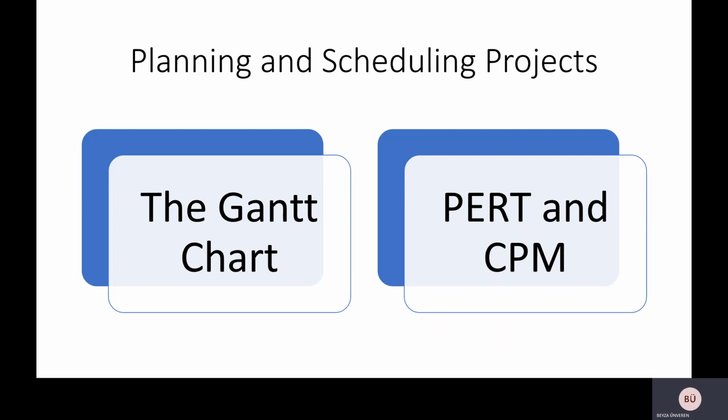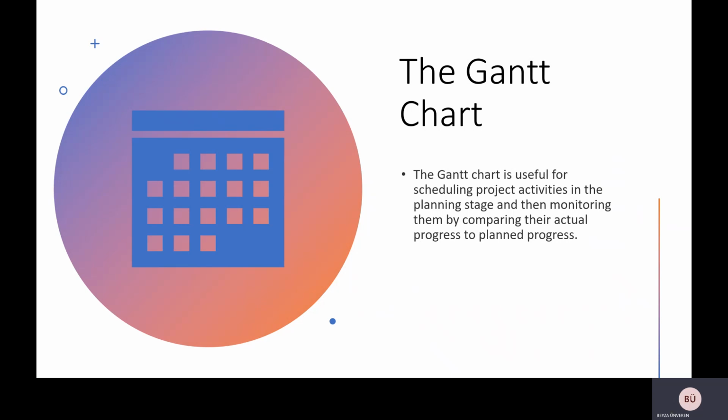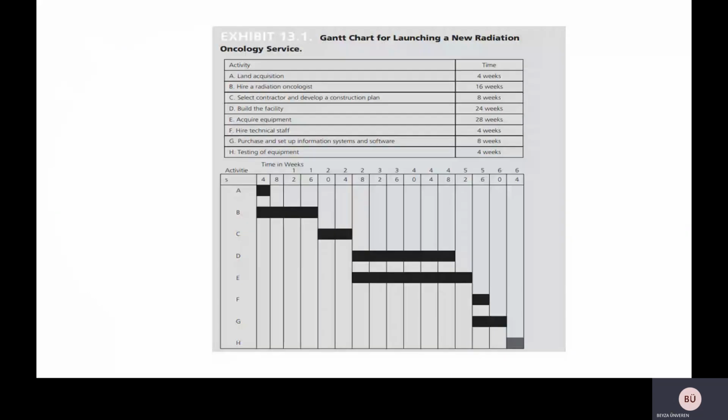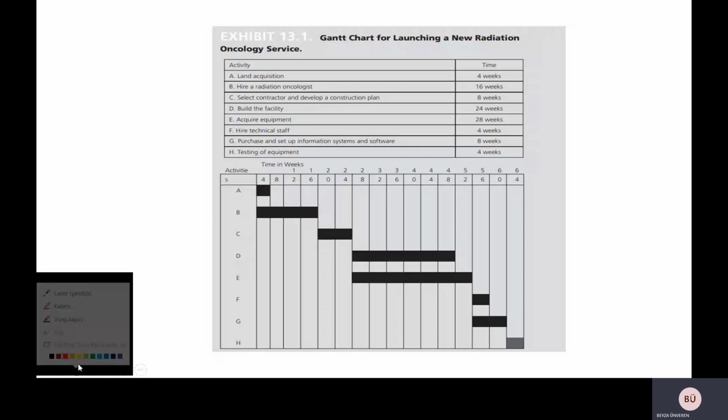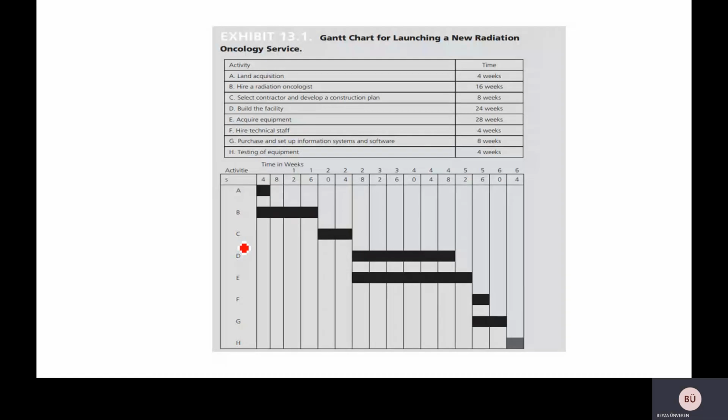The Gantt chart is useful for scheduling project activities in the planning stage and then monitoring them by comparing their actual progress to planned progress. The Gantt chart depicts the duration of this project as 64. However, not all the activities occur at the beginning.